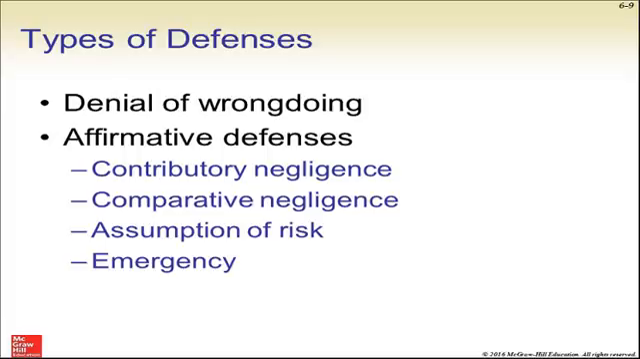Types of defenses. So let's say a liability suit was brought to the office and they're meeting with an attorney to try to figure out what can be done. This is basically the different types of defenses that could be taken. A denial of wrongdoing, just a flat out, that's inaccurate. Affirmative defenses, so let's go through these.